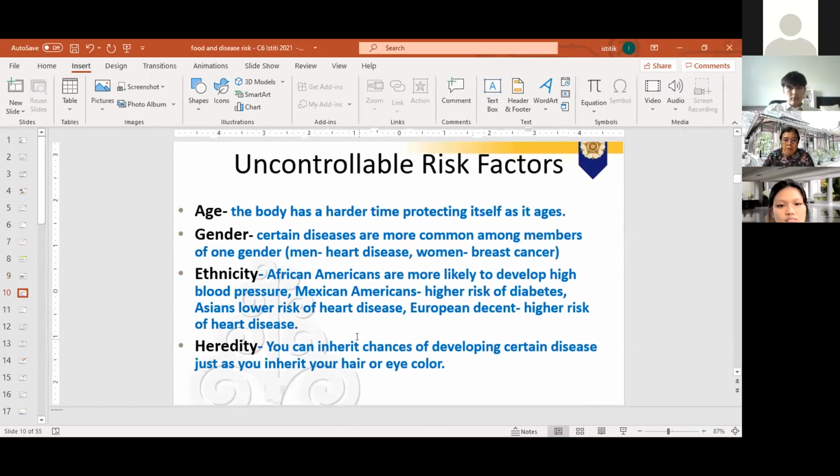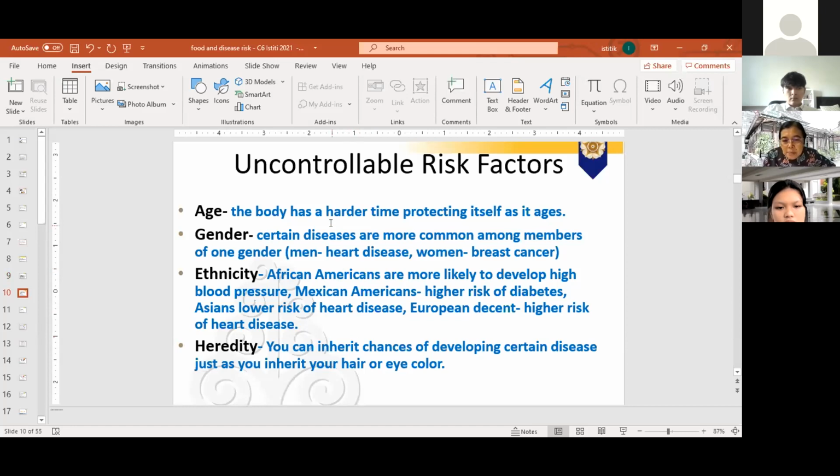Here, the uncontrollable risk factors are age, gender, ethnicity, hereditary. You see your hair and eye color.